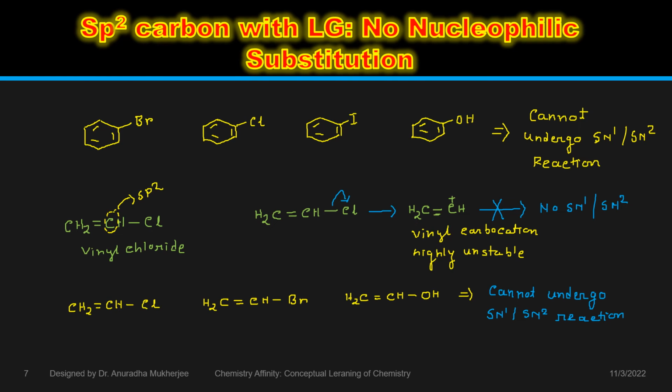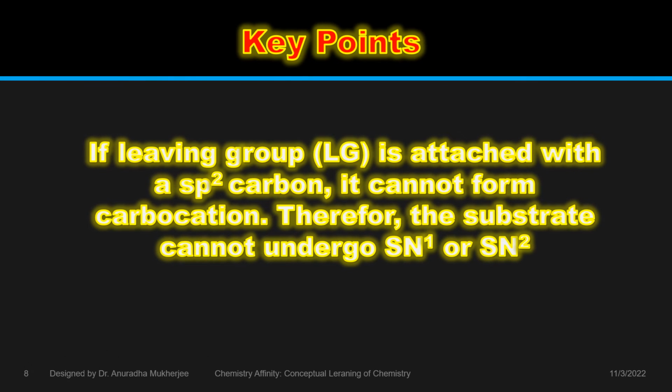The key points, whatever we have discussed till now: if the leaving group is attached to an sp2 carbon, it cannot form a carbocation, so it cannot undergo SN1 and SN2 reaction. The leaving group should be attached to an sp3 carbon, then only the leaving group will leave and form a carbocation, and that time this carbocation will be an sp2 carbocation.